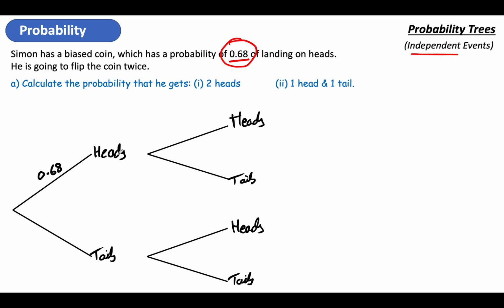Otherwise, let's carry on. Now what's the probability of tails? Now I know they add up to 1. So if I do 1, take away 0.68, I get the probability of what tails must be, which is 0.32. Now the heads, again, 0.68, tails, 0.32, heads, 0.68, tails, 0.32. It's independent. The flip of the coin for the first time does not affect it for the second flip.